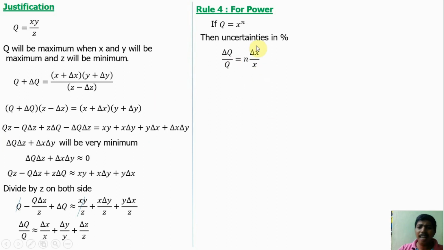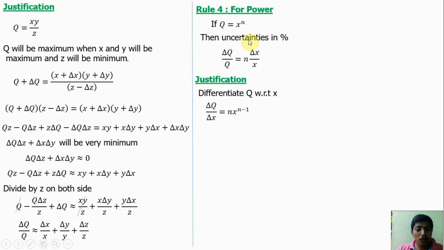This is the same as that of multiplication. Differentiate Q with respect to x, we will get ∂Q/Q equal to n x^(n-1). Simplify this equation, we will get ∂Q/∂x equal to n x^n / x. Now x^n is equal to Q, substitute here, we will get nQ/x. Further simplifying, we will get ∂Q/Q is equal to n into ∂x/x. This is the mathematical justification.